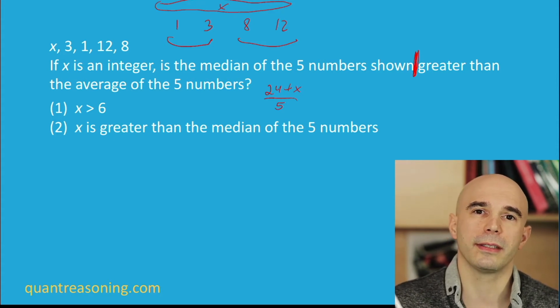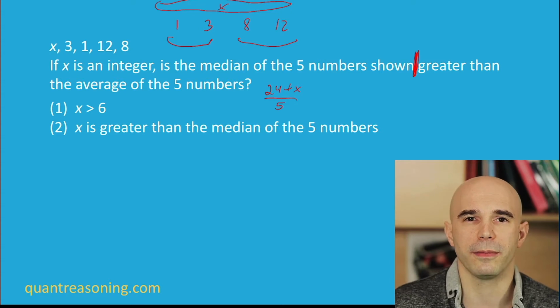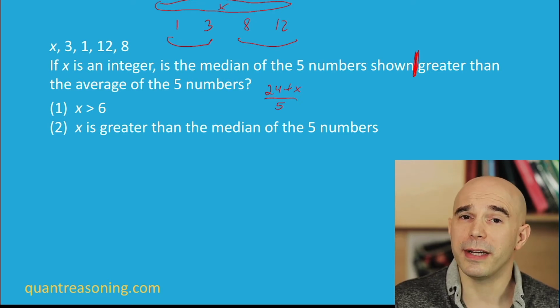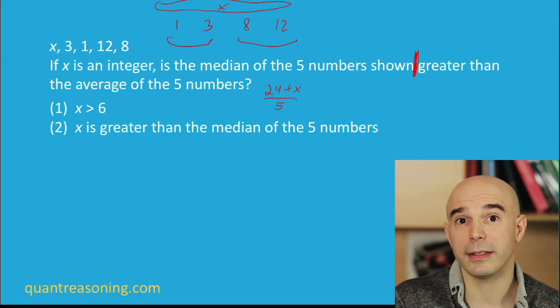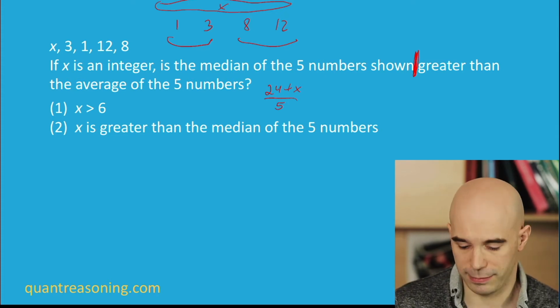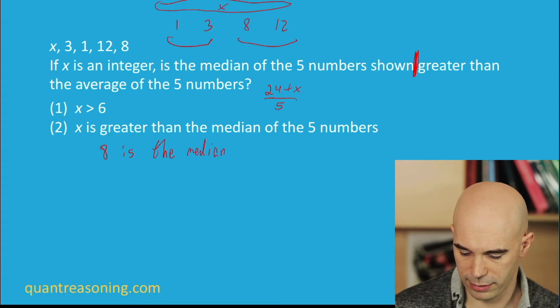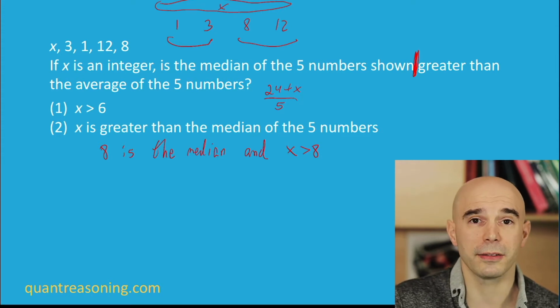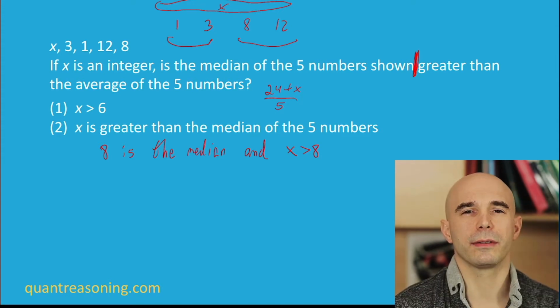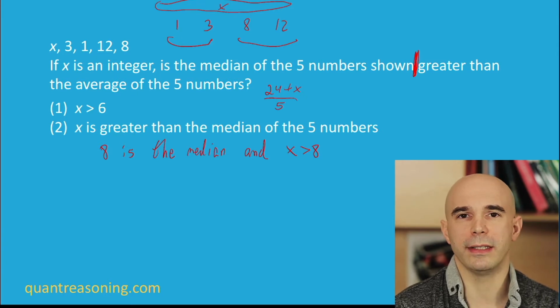And now we're told that x is greater than the median, so what can you infer from that? What does it mean if x is greater than the median? X is greater than 8. That's right, it means that the median itself must be 8, and x is greater than 8. So we can rephrase statement 2 to: 8 is the median, and x is greater than 8. That's a really important inference. I guess there's kind of 2 steps to that inference. Step 1 is, hey, if x is greater than the median, that means x is not the median.